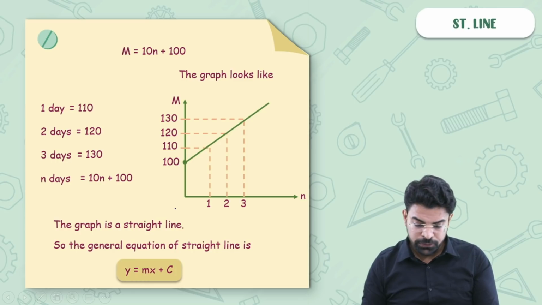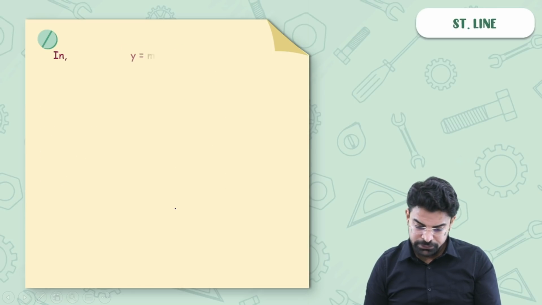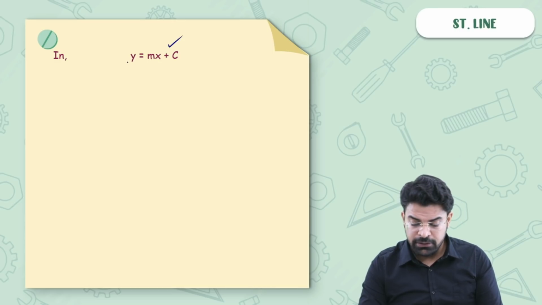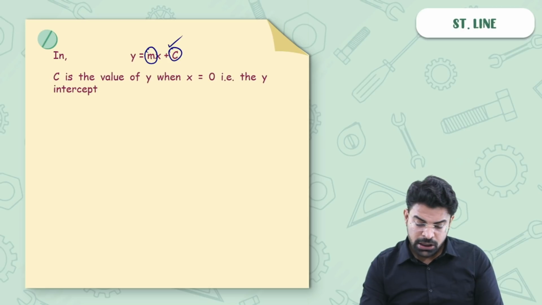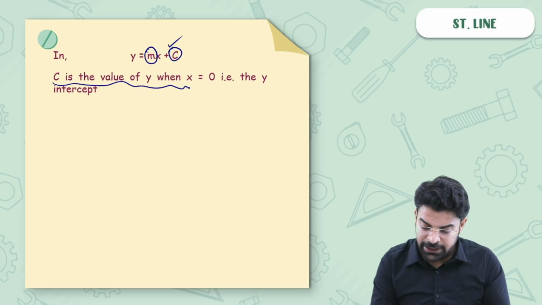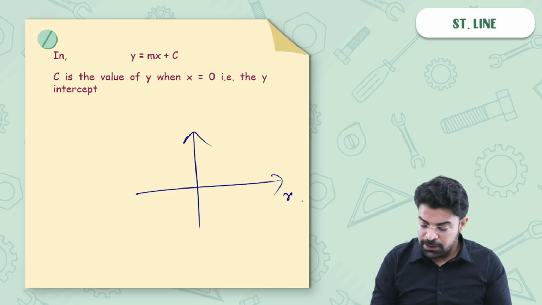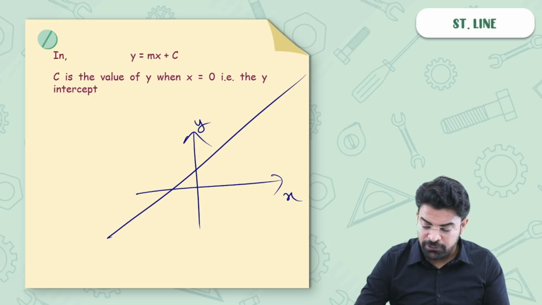Let's understand more. So, in the general equation of a straight line, y equals mx plus c, what is m and what is c? So c is the value of y when x is 0. That is called the y-intercept. So what is the meaning of y-intercept? The place where the graph cuts the y-axis.